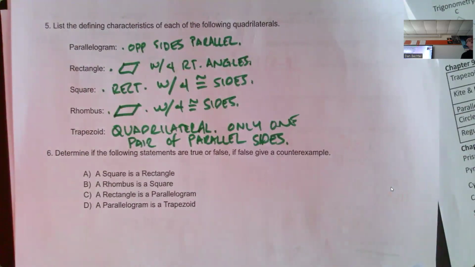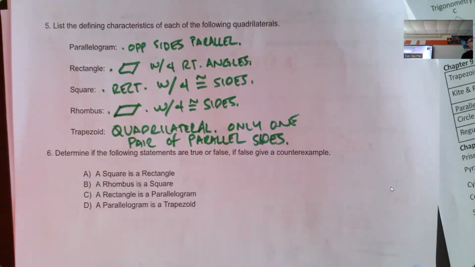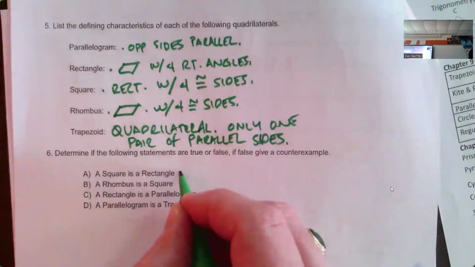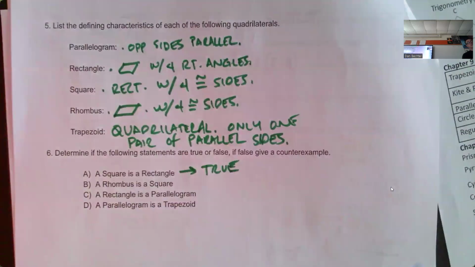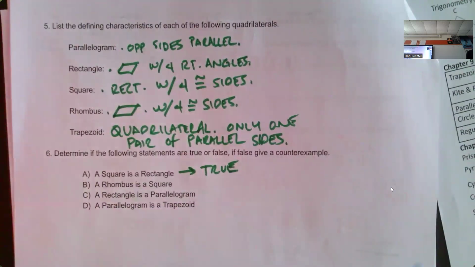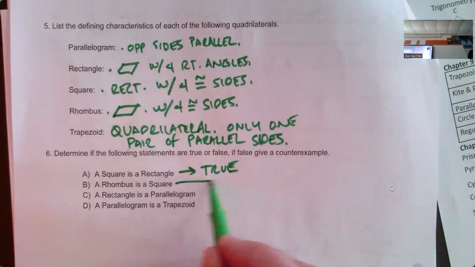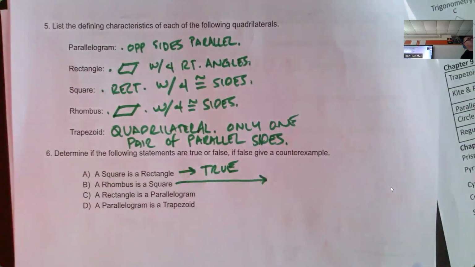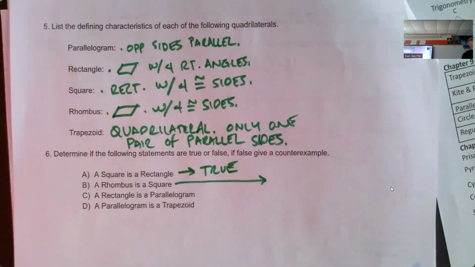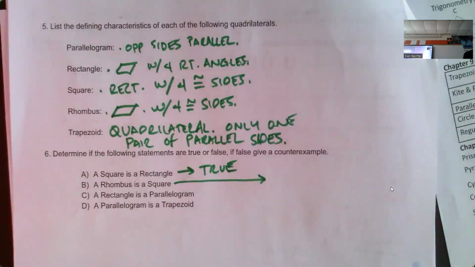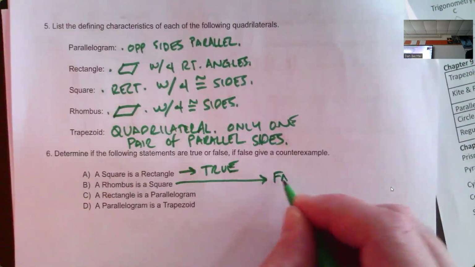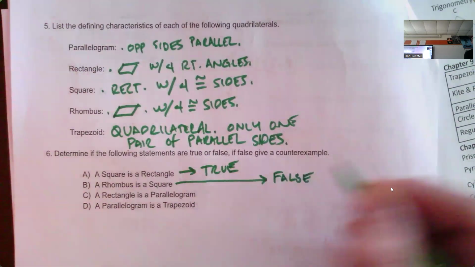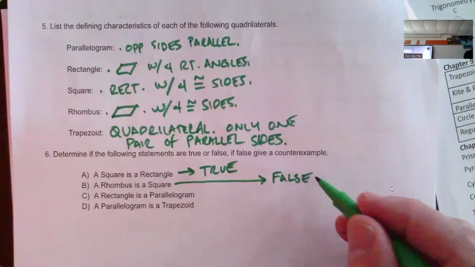So like here, a square is a rectangle. Is that true? Yeah, 100%. This is true. You don't have to provide a counterexample if it's true. A rhombus is a square. So here's the thing that kind of sucks about this one. Can a rhombus be a square? Are all rhombuses squares? No. So the way that it should be written is all rhombuses are squares. But in this case, I would say that is false because it's not for all things. And then all you need to do is this.